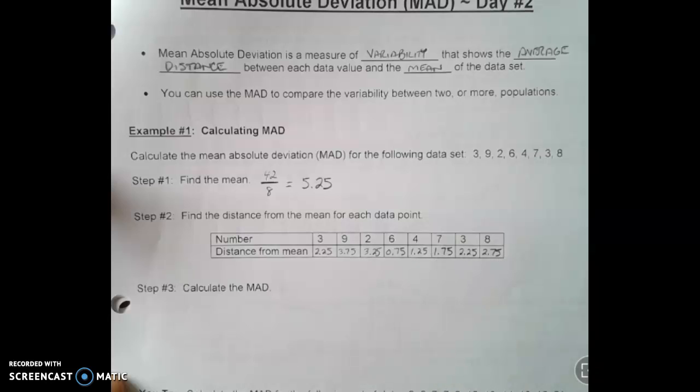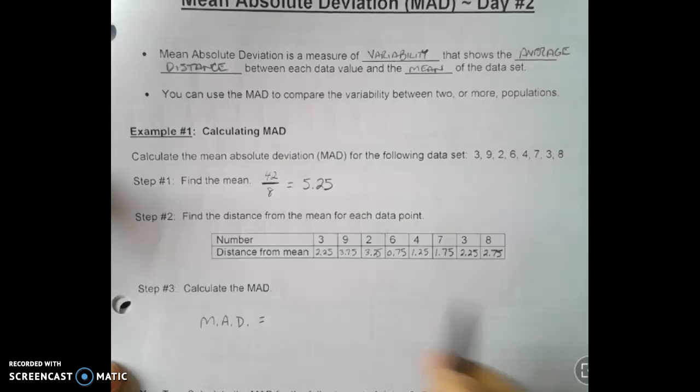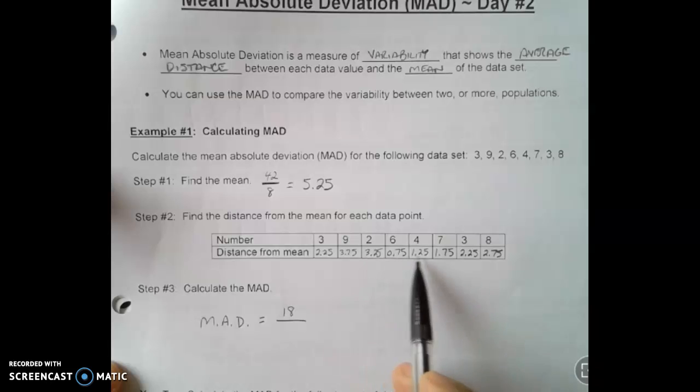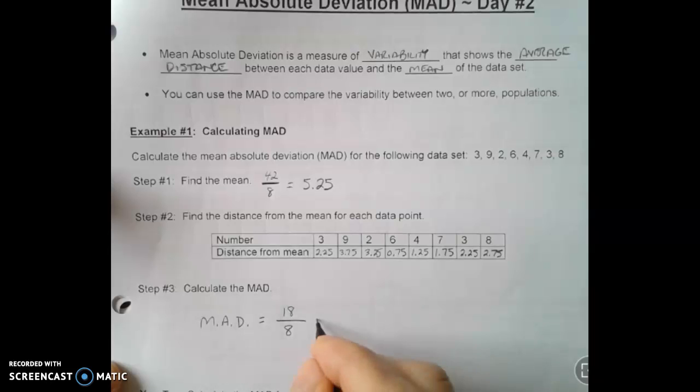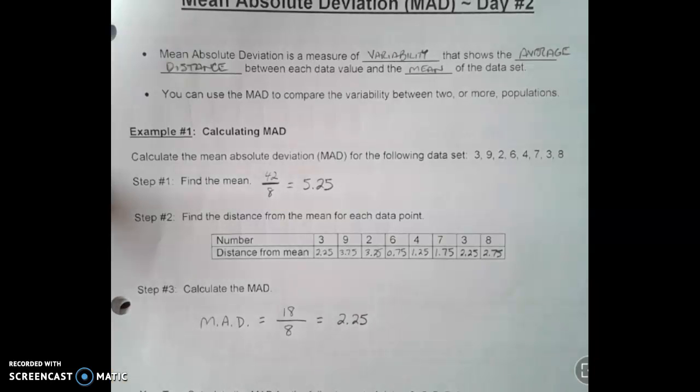When we add all the distances together, we're calculating the MAD now. We add all of those distances, and that gives us a value of 18. Now we have to divide by the number of distances, 1, 2, 3, 4, 5, 6, 7, 8 of them. If you do 18 divided by 8, that gives you a mean absolute deviation of 2 and 25 hundredths.